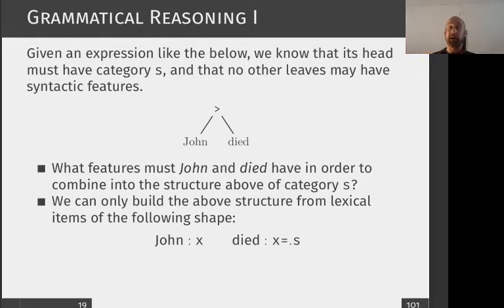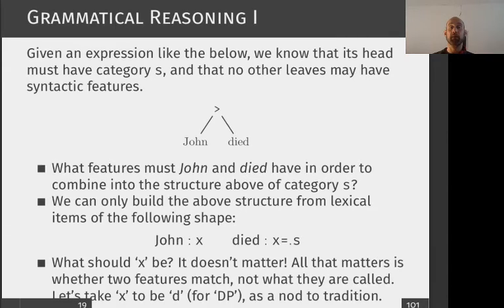Why does died have to have the selection feature? Why can't John have it? Well, because in the tree that we have there, died projects over John. Right? And the thing that projects is the thing that has the selection feature. So those lexical items have to be the ones that we used.